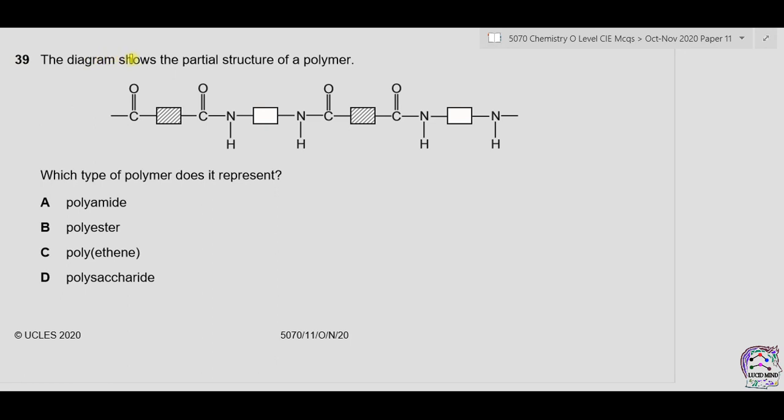Question number 39. The diagram shows the partial structure of a polymer. Which type of polymer does it represent? Now in this polymer we can see that the linkage is of C double bond O NH, which is also known as amide linkage. So whenever amide linkage is present, the polymer is polyamide. So A is polyamide, which is correct.